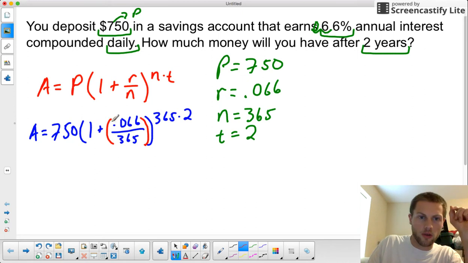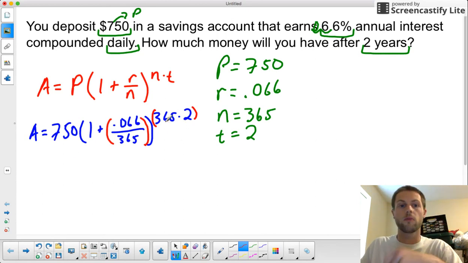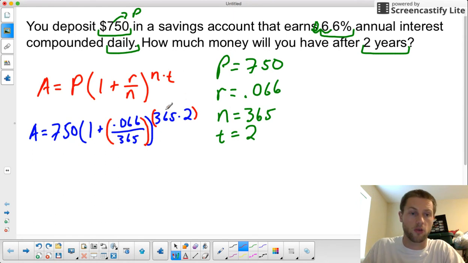Actually, if you're typing it, you're probably going to put a parenthesis here, hit the divide button, and then put a parenthesis here. And I'd also put parentheses around this exponent. And that's just because your calculator reads from left to right, and it knows PEMDAS. So just to make sure that you don't accidentally raise this whole thing to the 365th power and then multiply whatever that is by 2, this will prevent you from having the calculator misinterpret what you're trying to say.